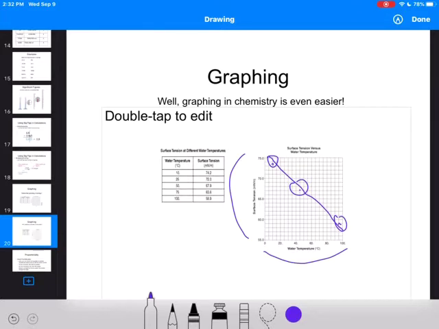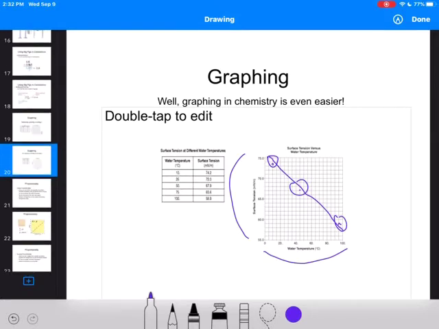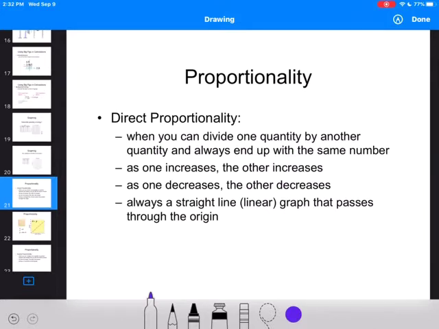There will be some time that we may need to do an actual line and calculate the equation for the line, but that's coming up later on in the school year. Then once we examine our graph, we need to be able to put some vocabulary around the relationship. We can have something referred to as a direct proportionality. And that happens to be, of course, when one goes up, the other goes up. When one goes down, the other goes down.